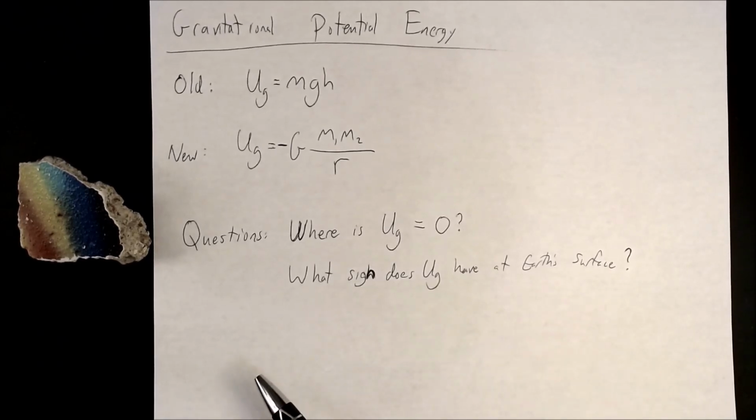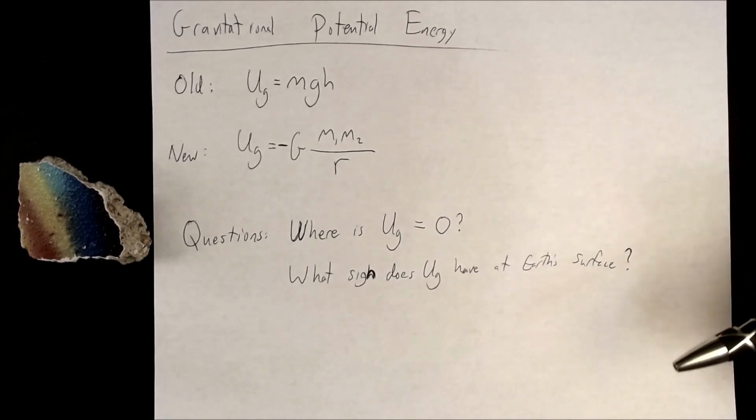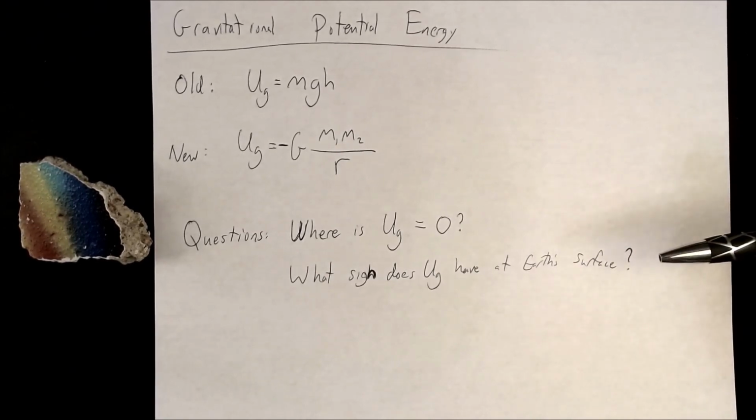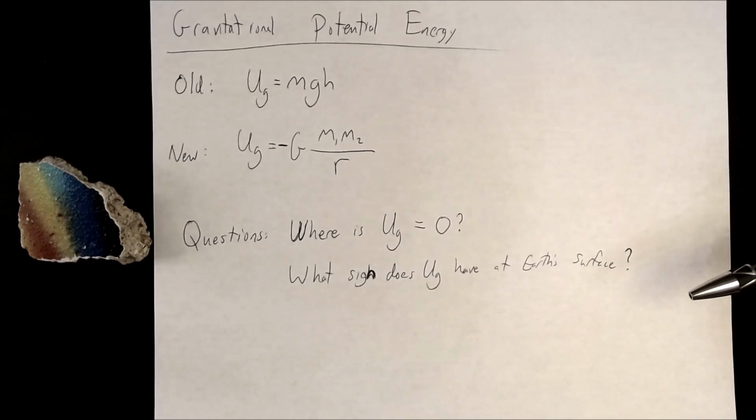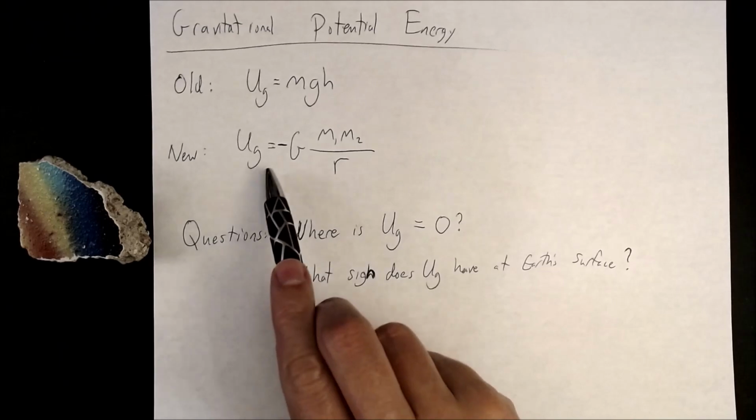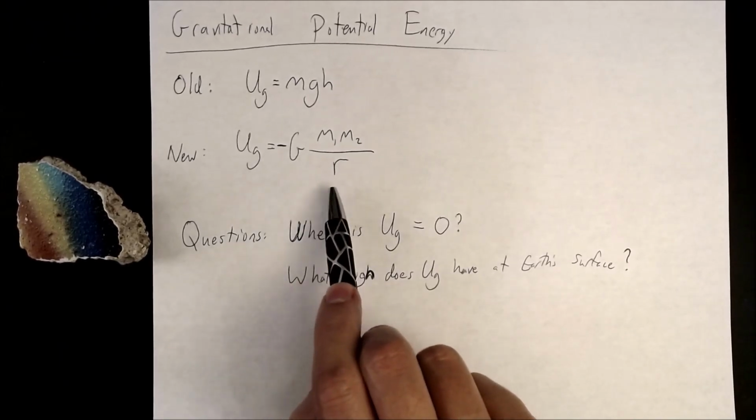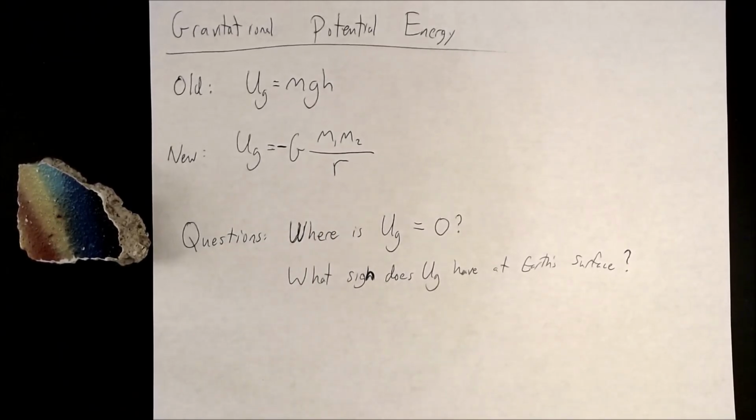In fact, if you are anywhere other than infinitely far away, then you're going to get a negative gravitational potential energy. If you are less than infinity away from an object, you've got negative gravitational potential energy. If you are infinitely far away from a gravitating object, then you can have 0 gravitational potential energy. You'll never have positive gravitational potential energy. It will always be negative, or if you're infinitely far away, it will be 0.